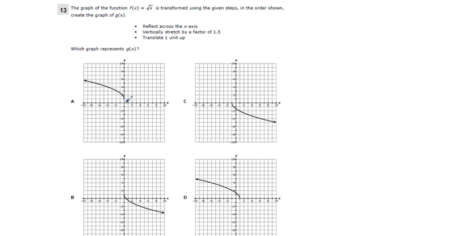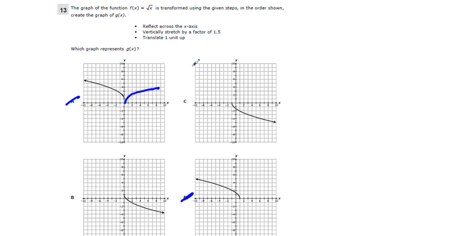You can kind of see where they are. It'd be like this one right here, right? Square root of x, and so on. So using the order shown, reflect about the x-axis. Well, A is reflected about the y-axis. So that's not even a candidate. And the same thing with D, right? That's not a candidate either.